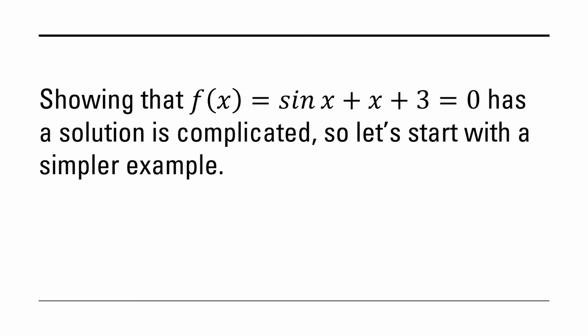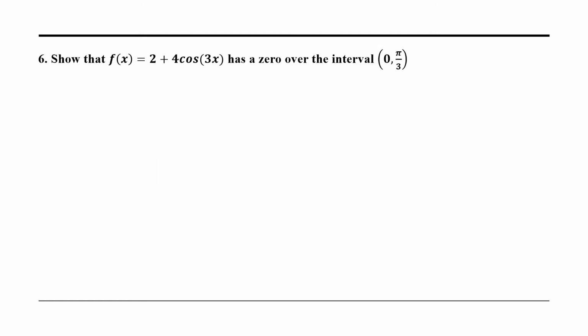Showing that f of x is equal to sine of x plus 3 equals 0 has a solution is kind of complicated. So let's start with a simpler example. Show that f of x equals 2 plus 4 cosine of 3x has a 0 over the interval from 0 to pi over 3. The first thing that we want to do, if we're trying to show the existence of a solution or of a zero, we need to state the intermediate value theorem. And you want to make sure that you're stating this correctly and completely.